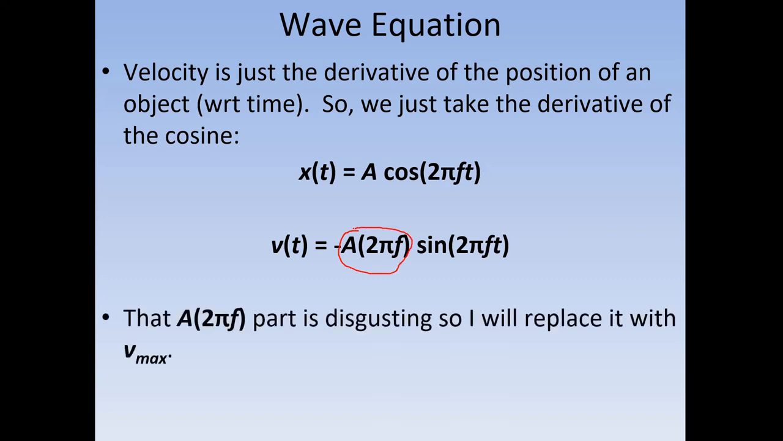We don't really like this inner term, so we're going to replace it with the term Vmax, because just like with the position, the entire coefficient in front of these trig functions is the max value. So the equation ends up being negative Vmax sine of 2 pi ft. Again, we end up seeing that from here we get a negative sine curve with the exact same frequency and same period as we had before.